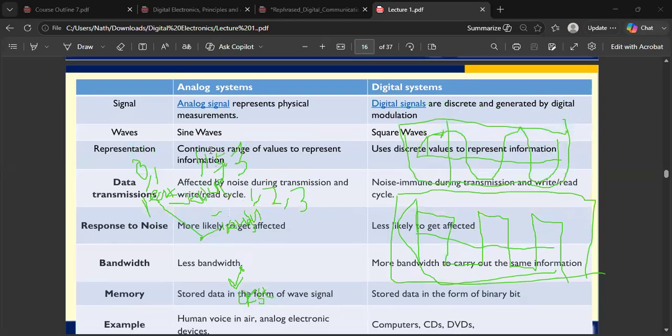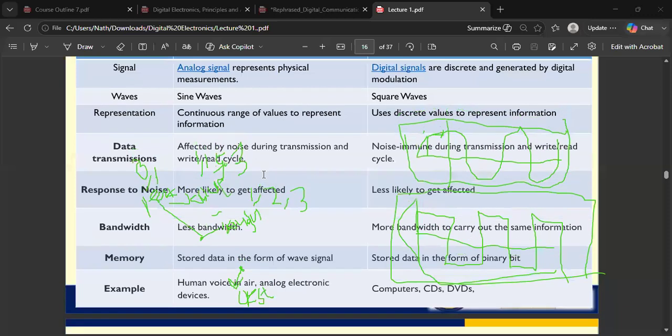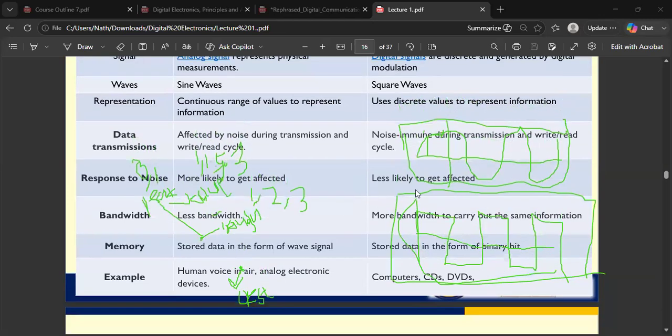Then the representation: a continuous range of values represents information, so analog signals are continuous in nature. Digital systems use discrete values, or constant interval values, to represent information. Then data transmission: analog is affected by noise during transmission, while digital is noise immune. Digital is less affected by noise, while analog is most likely to get affected.